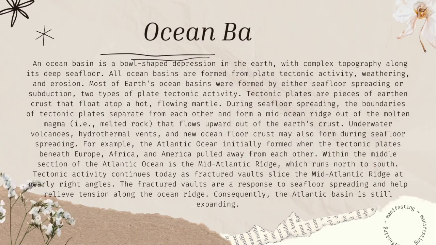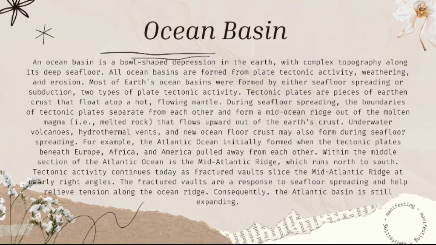The ocean basin is a bowl-shaped depression in the earth with complex topography along its deep seafloor. All ocean basins are formed from plate tectonic activity, weathering, and erosion. There are 5 major basins corresponding with the major oceans of the world. These are the Pacific Basin, Atlantic Basin, Indian Basin, Arctic Basin, and the Southern Basin. Most of Earth's ocean basins were formed by either seafloor spreading or subduction, the two types of plate tectonic activity.